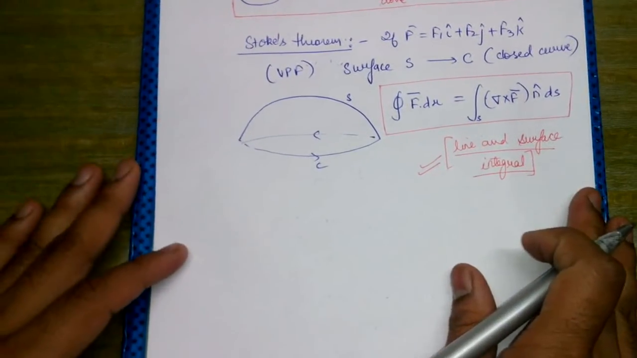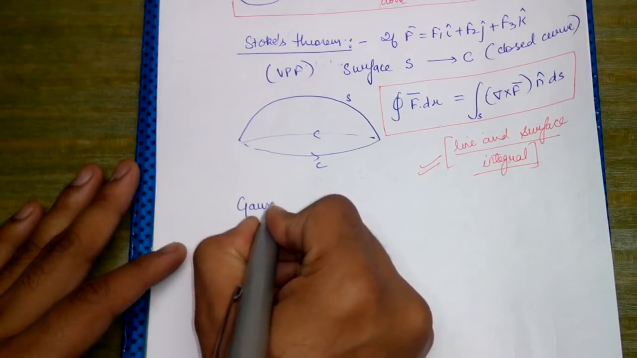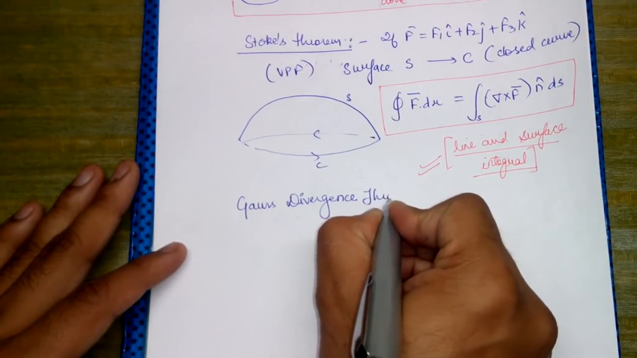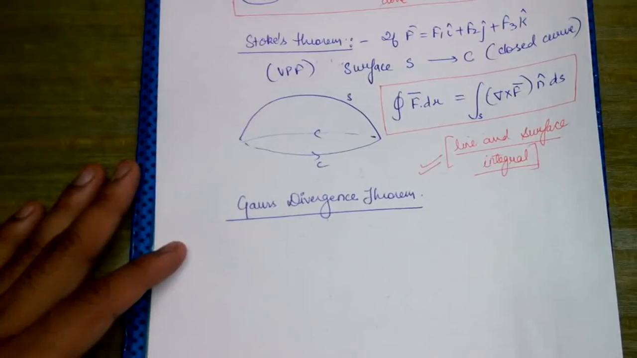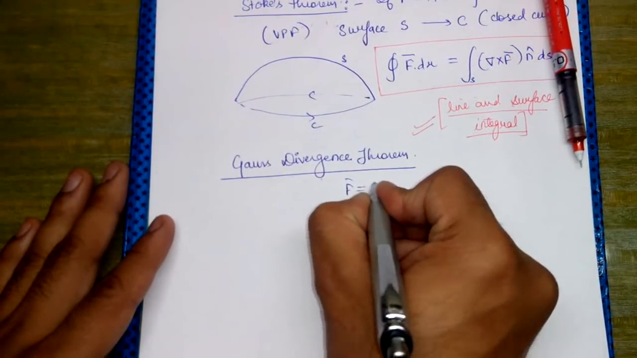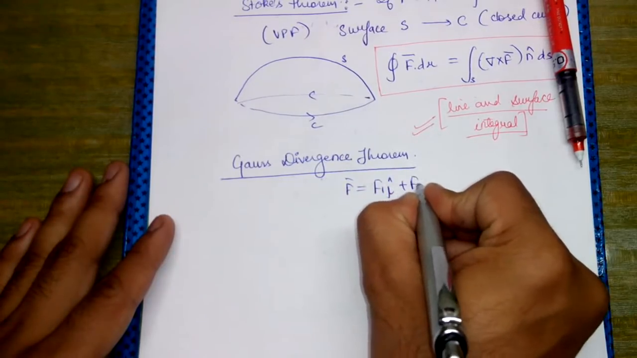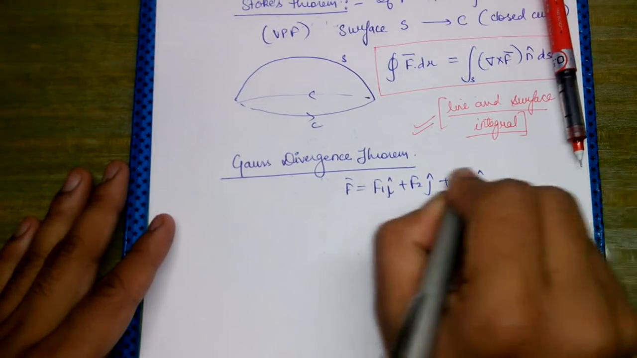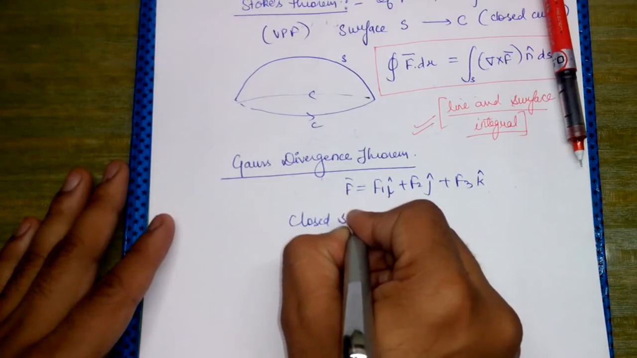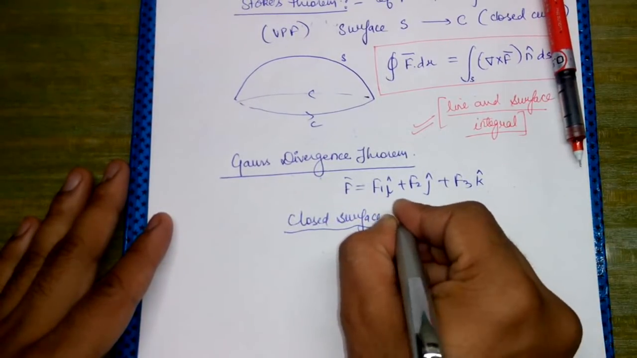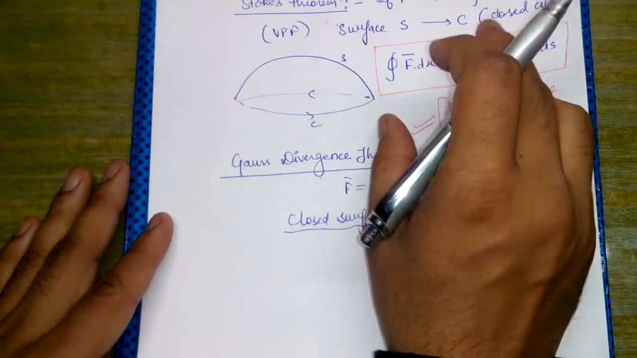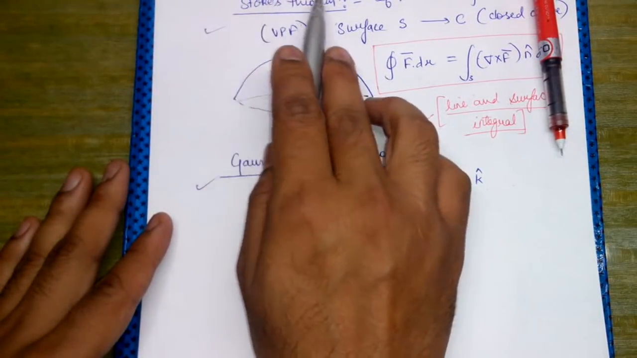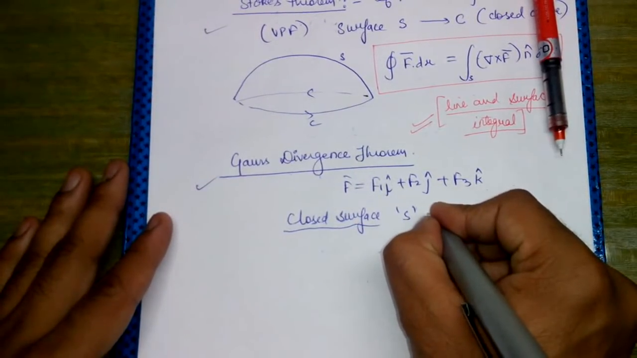Okay, now the third theorem that we have is the Gauss divergence theorem. If we have vector f equal to f1 i cap, f2 j cap, f3 k cap, it is a differentiable vector point function defined on a closed surface S. In Stoke's theorem we had the open surface. So this is the difference between Stoke's and Gauss theorem: if we have an open surface, we apply Stoke's theorem, and for a closed surface, we apply Gauss divergence theorem.